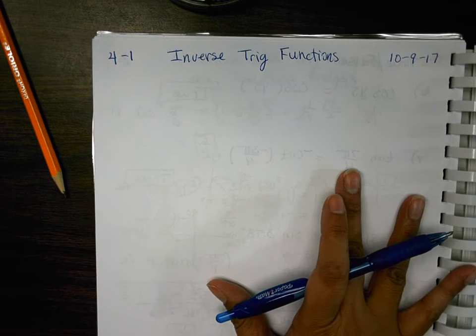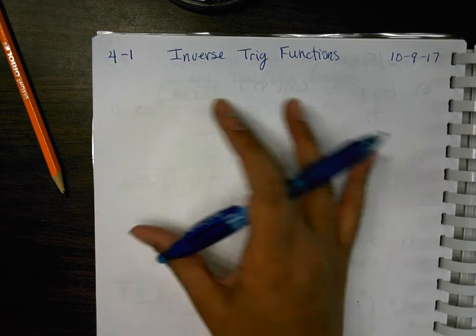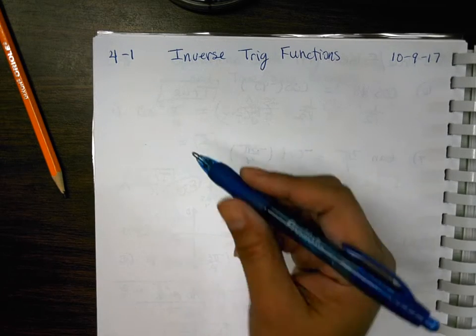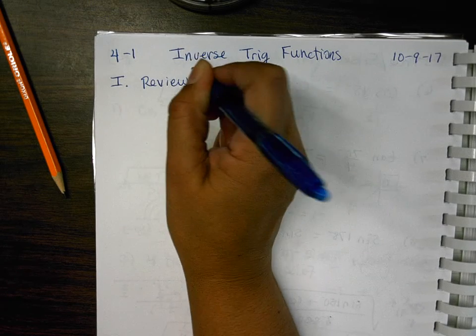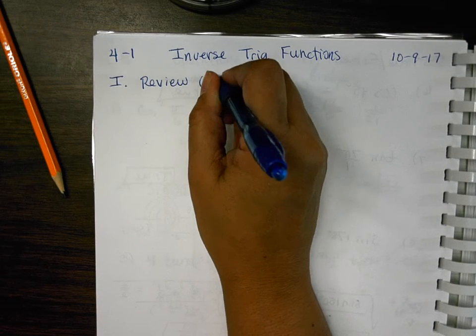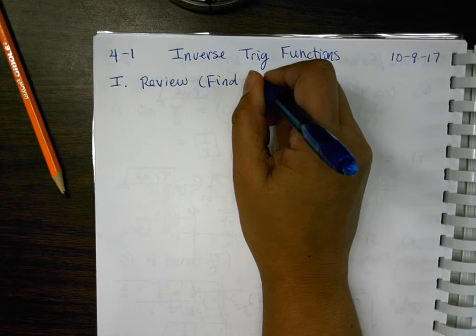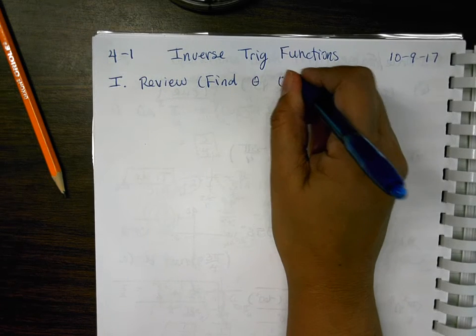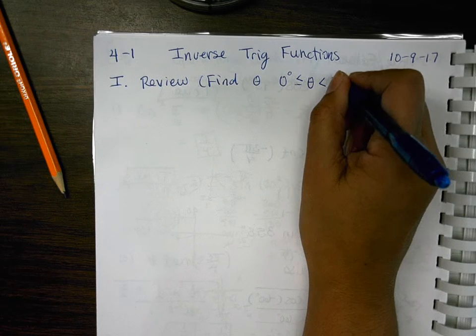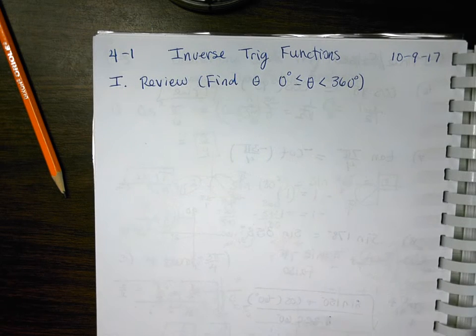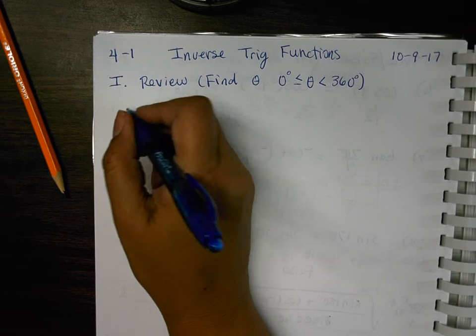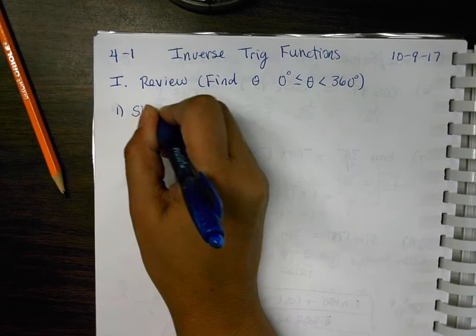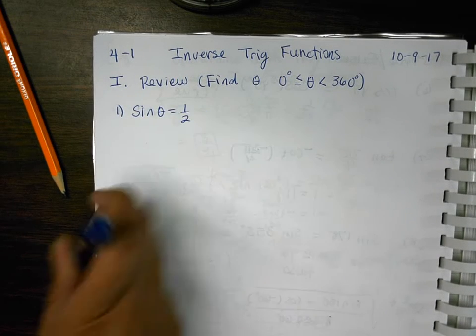Okay, inverse trig functions. The first part of this will be review of what we just did in the last unit. So part 1, review. Find theta such that 0 degrees is less than or equal to theta, which is less than 360 degrees. Okay, number 1, sine of theta equals 1/2.